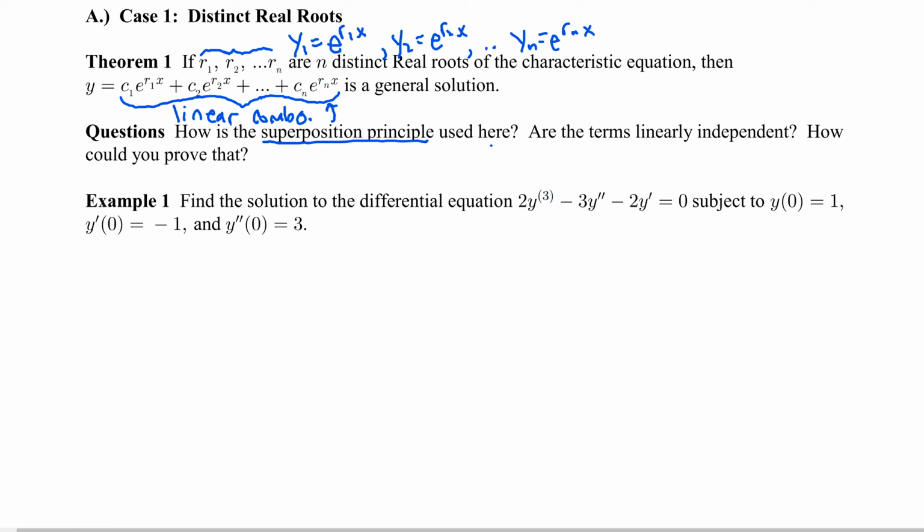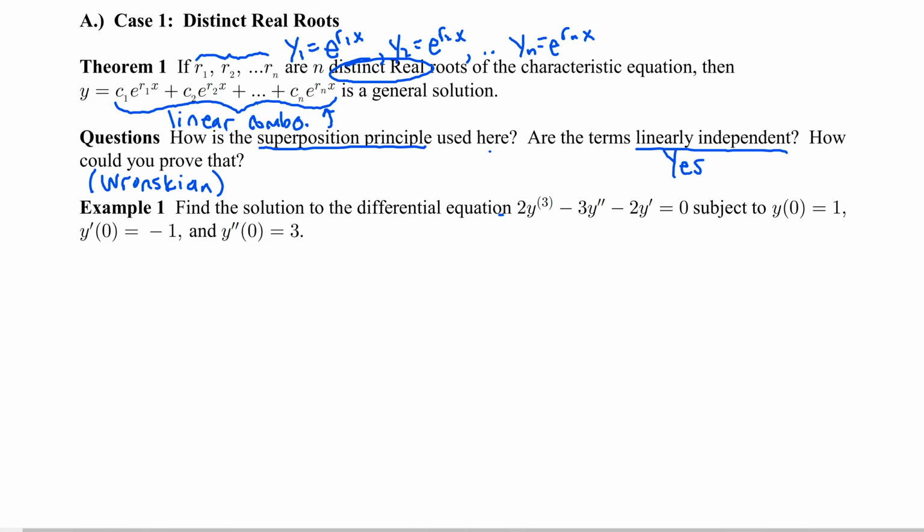The next question we should ask, are the terms linearly independent? Well, if we look at e to the r sub 1 x, e to the r sub 2 x, continuing on to e to the r sub n x, if r sub 1, r sub 2, and r sub n are distinct real roots, that means they're different, then yes, these terms are linearly independent. None is a scalar multiple of the other. If we needed to, we could prove that with the Wronskian.